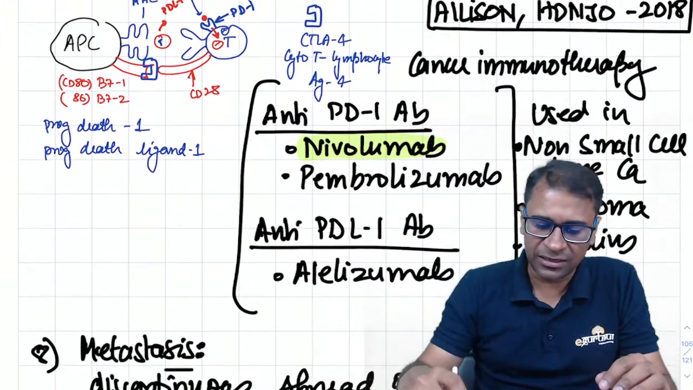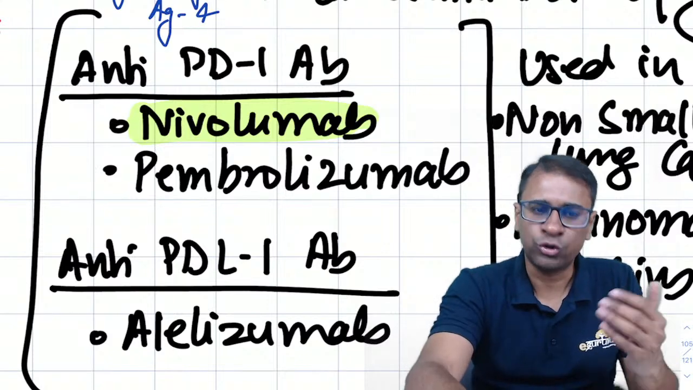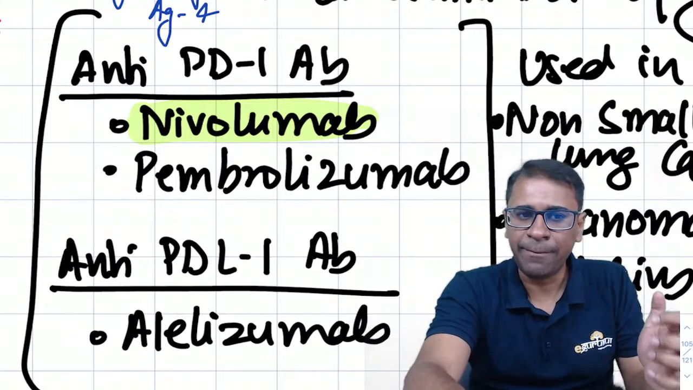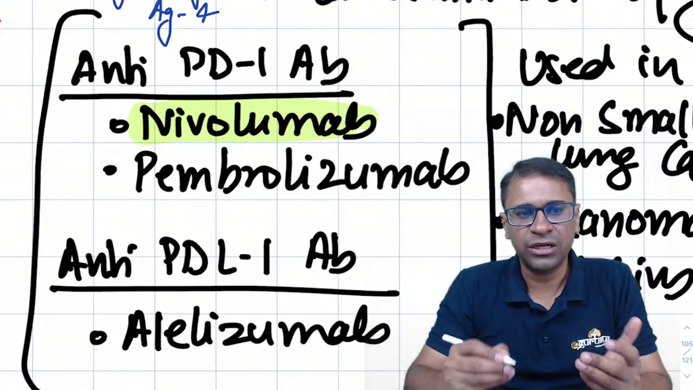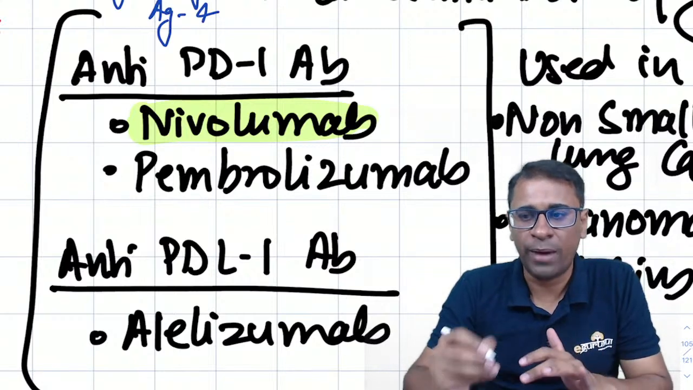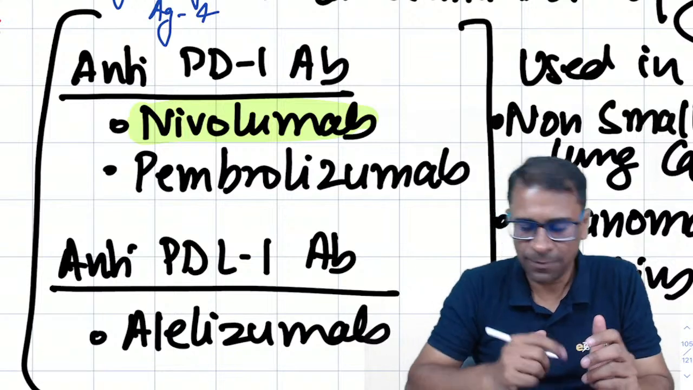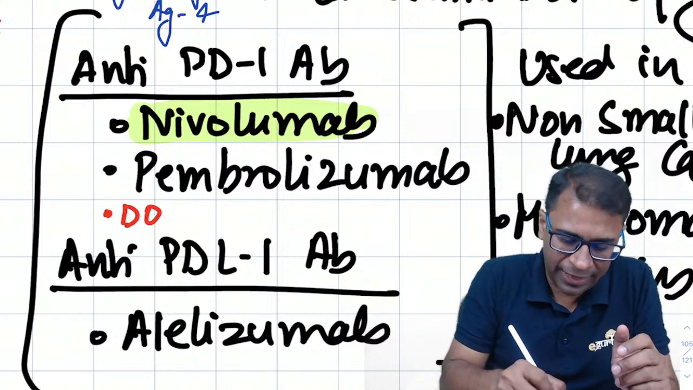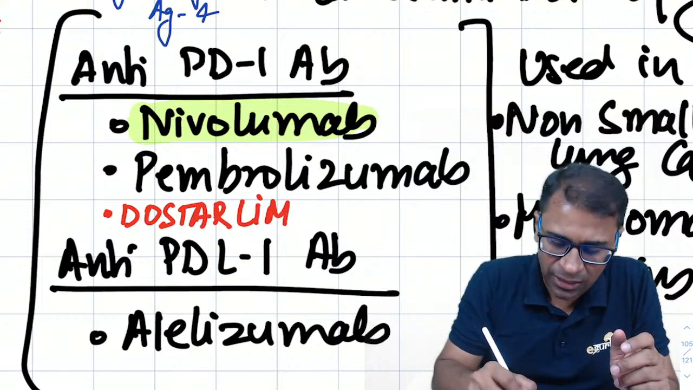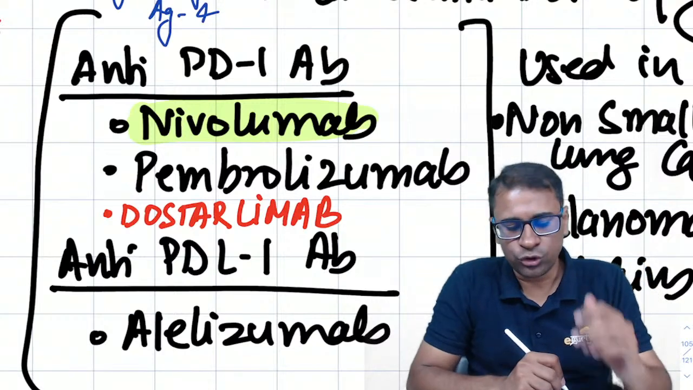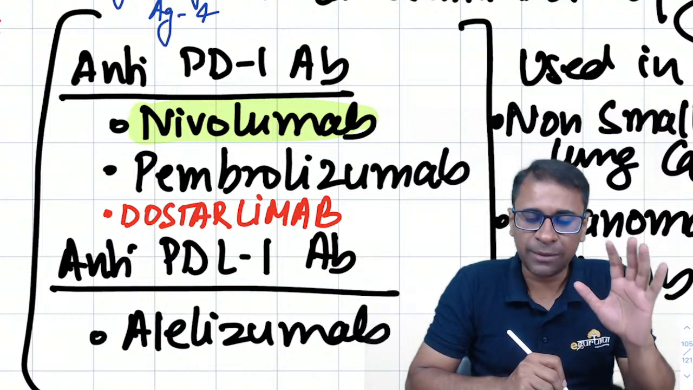Now see, this is a big list. The anti-PD1 antibodies include nivolumab and pembrolizumab. A very recent addition to this is what you are asking me about, dostarlimab. You have to check the spelling there: DOSTAR, dostarlimab. So dostarlimab, pembrolizumab and nivolumab, these are the PD1 antibodies.